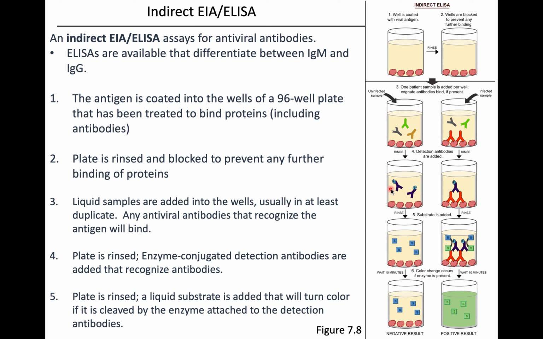And then again, we need a secondary antibody that's going to allow us to visualize what's going on. In this case, the secondary antibody is an antibody that's designed to bind to the primary antibody, right, the IgG or the IgM. And so if we had our infected sample, that secondary labeled antibody will stick, and we'll get a color change in that well. In the uninfected sample, we won't.